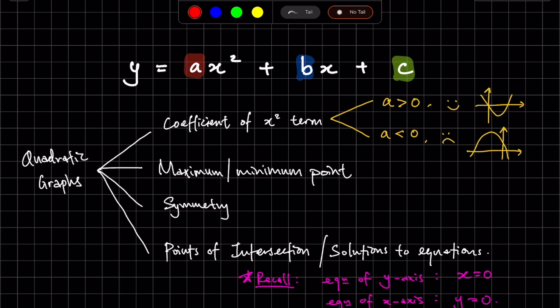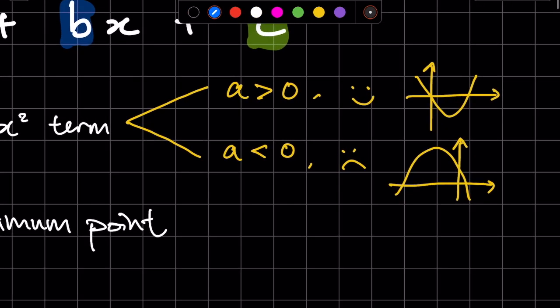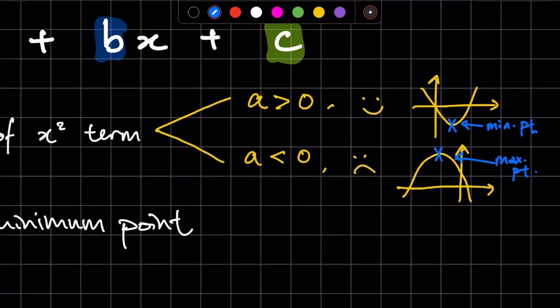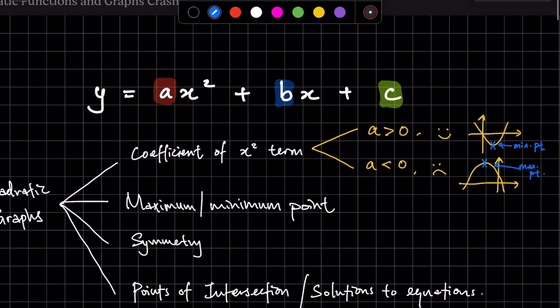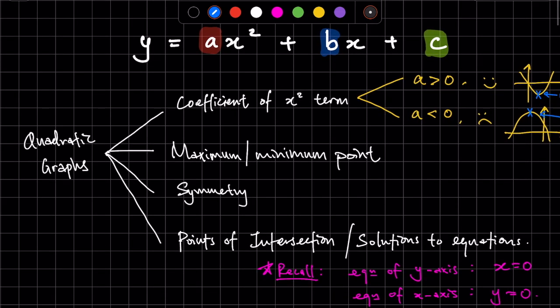Okay, so for maximum and minimum, if you sketch out a smiley and a sad face curve, you can see that the smiley face curve has a minimum point. The sad face curve has a maximum point. So over here is the minimum point. Over here is the maximum point. Yeah, so minimum and maximum depends on whether it's a smiley or sad face curve.